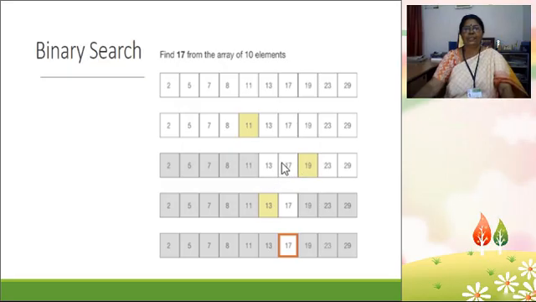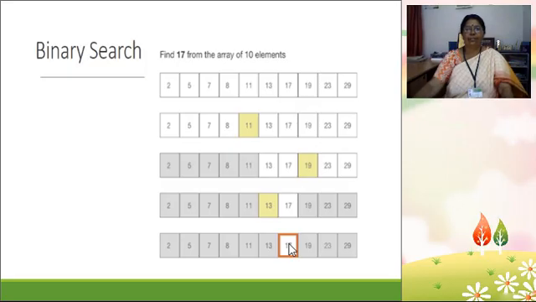So 13 and 17. Here 13 is the mid element. We compare 17 with 13. There is no match. As 17 is greater than 13, we focus on the remaining element 17. Finally, we are able to locate the search element. So this is how binary search works.